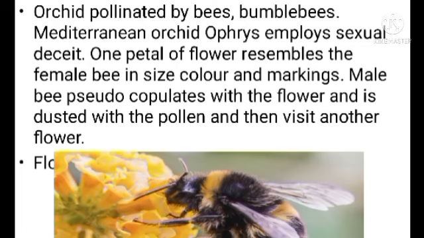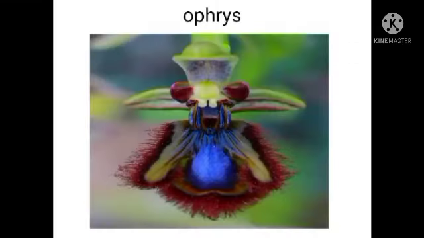So one example for that is the Mediterranean orchid of race. It will be employing a method called sexual deceit to get pollination done by a species of bee. Here, one petal of the flower will be bearing a resemblance to the female bee. So here you see the petal of the orchid flower. It will be resembling that of the female bee in size, color, as well as their pattern or their markings. Okay. So the male bee will think that it is a female bee.